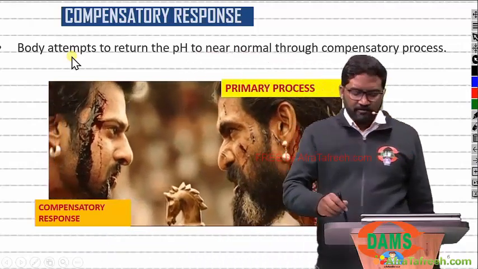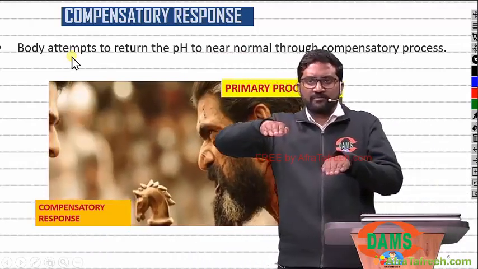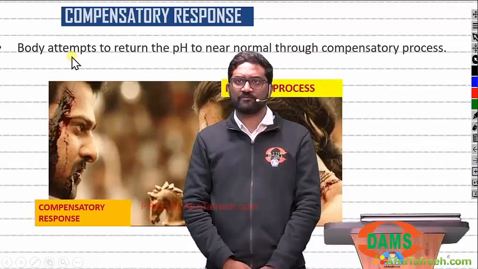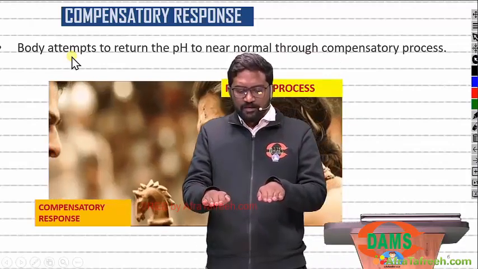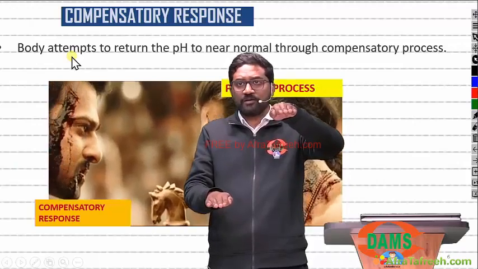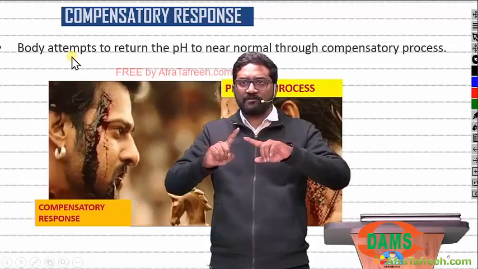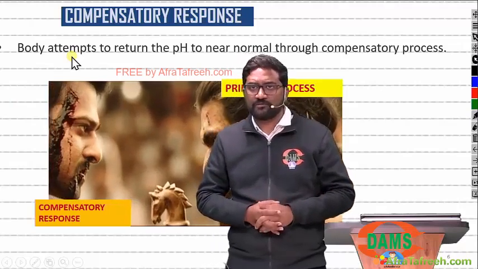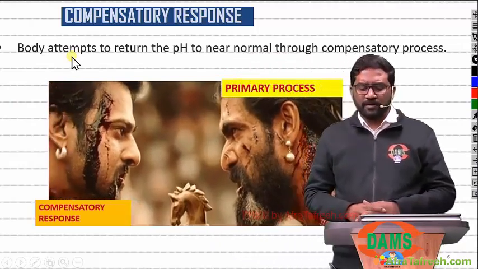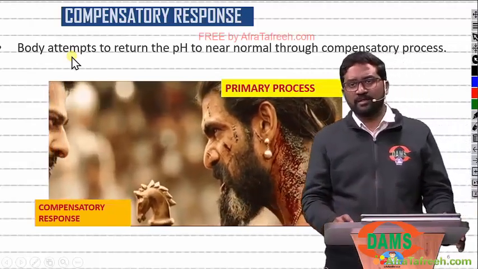So once again, if primary problem is increase in CO2, this is respiratory acidosis, how will your body fight? By increasing bicarbonate, metabolic alkalosis. Once again, if primary problem is increase in bicarbonate, it is called metabolic alkalosis. How will your body fight? By increasing CO2, respiratory acidosis. For acidosis, compensation will be alkalosis. For metabolic, compensation will be respiratory, and it will be vice versa. These are some reflex defense mechanisms happening normally in everybody.